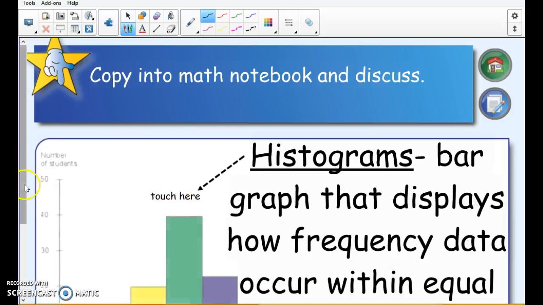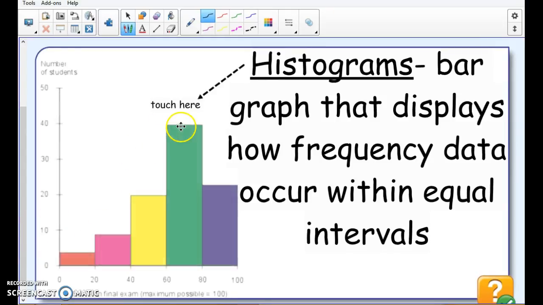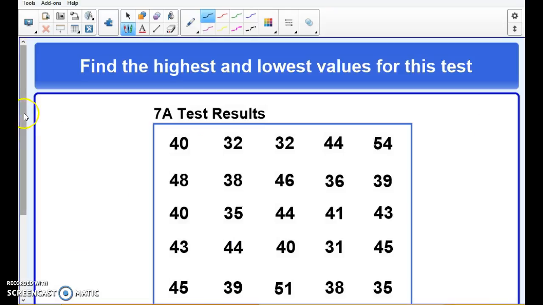So here's what the histogram would look like. Something like this. Notice all the bars are touching. So the height tells us how many. So here we're talking about 40 students. Here we're talking about 25. Just kind of all the different ways that we can do it.